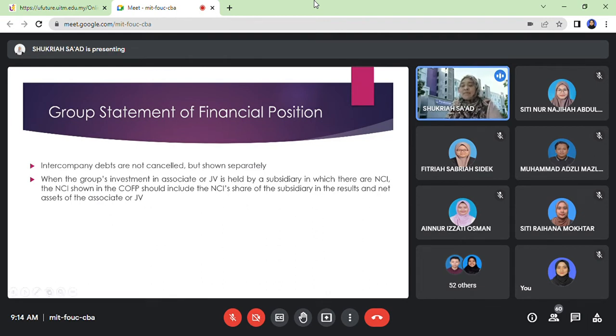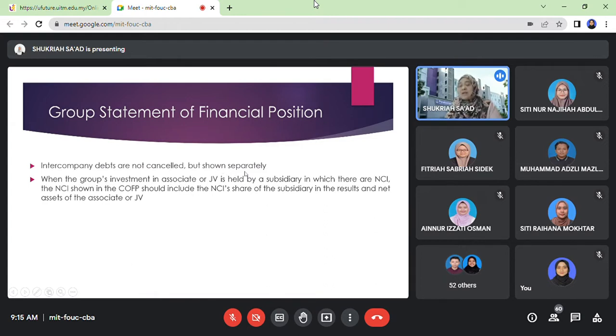Now, in the group statement of financial position, intercompany debts are not cancelled. Remember what you have done for the subsidiary: any inter or intra-group transaction between holding and subsidiary should be eliminated to avoid double counting. But if we have an intercompany transaction which has taken place between holding and associate, it should not be eliminated, but shown separately.